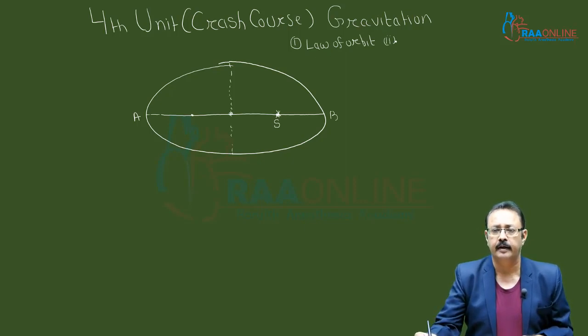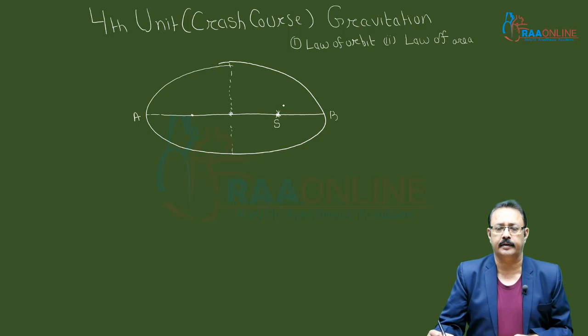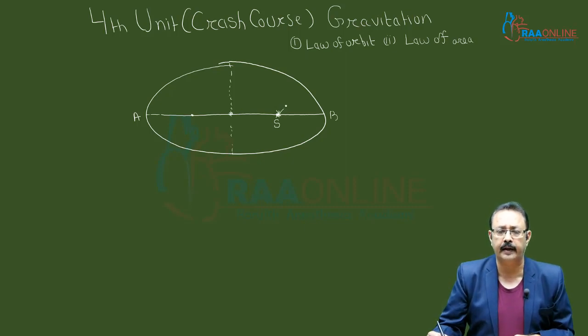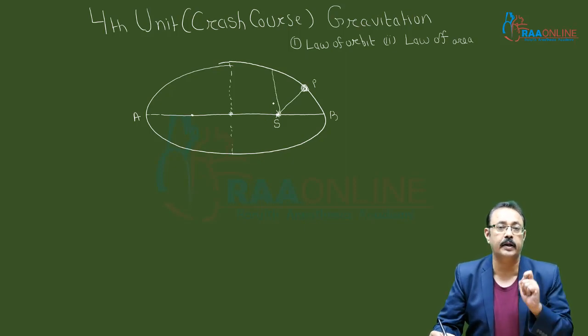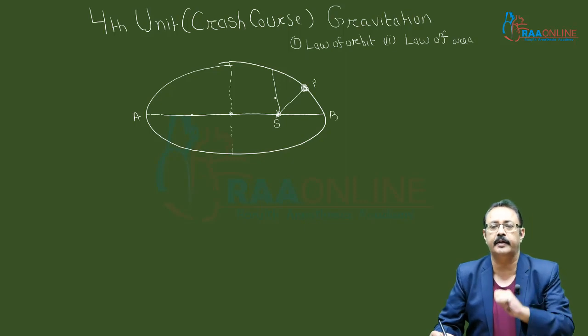Second, it was the law of area. Actually, it was the law of conservation of angular momentum. He told us that the line joining the sun and the planet, suppose it is the orbit of Earth, one planet, that line joining the sun with the planet covers equal area in equal time intervals.